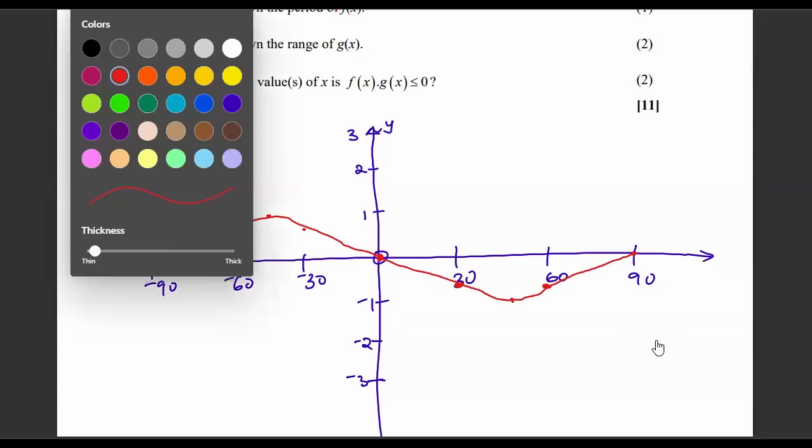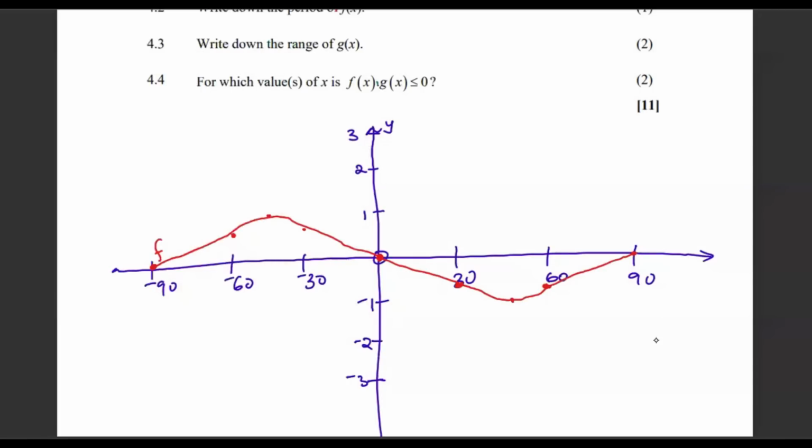Then let's go on to plot the G. With the G, they're telling us 0 is with 0. Negative 60 is 1.5. 1.5 is somewhere there. And then we have 2.59.